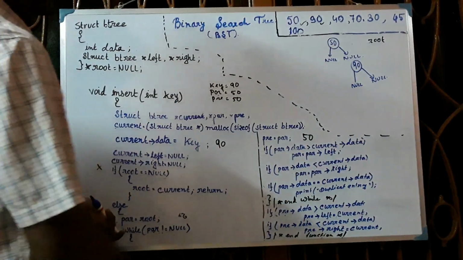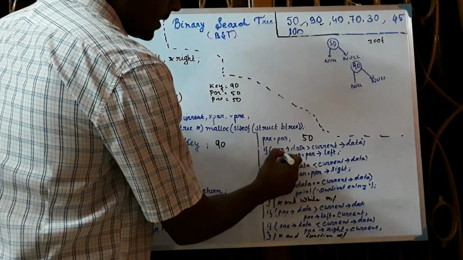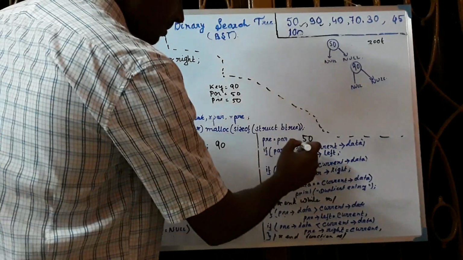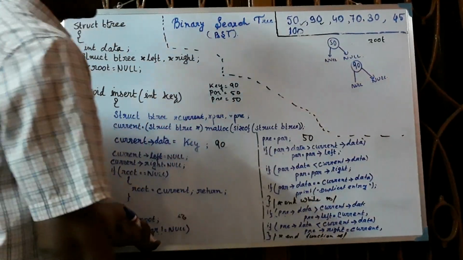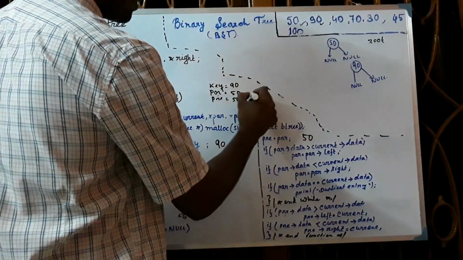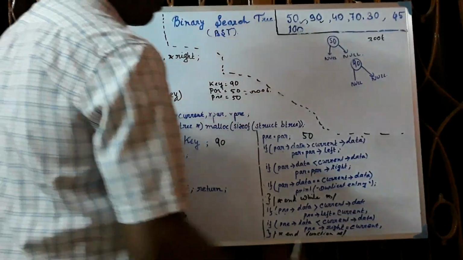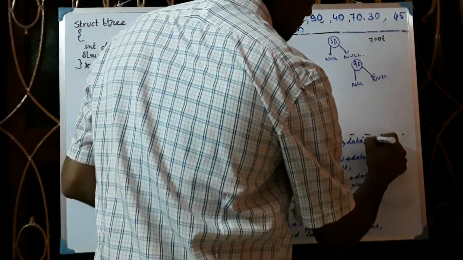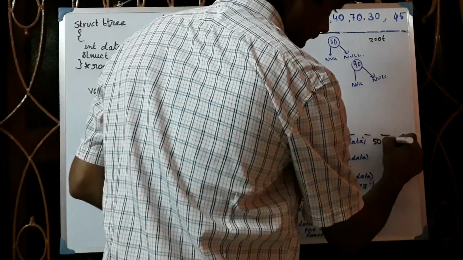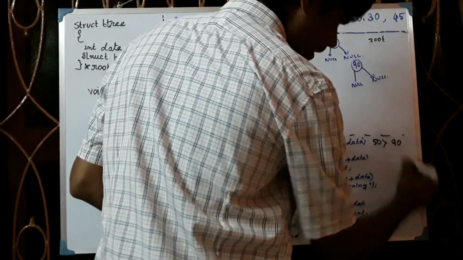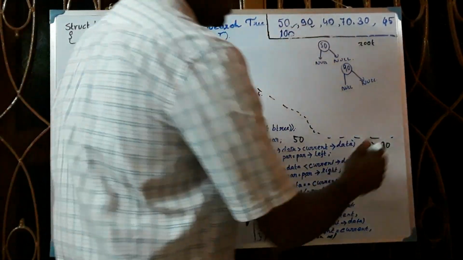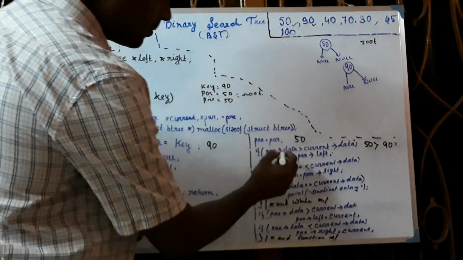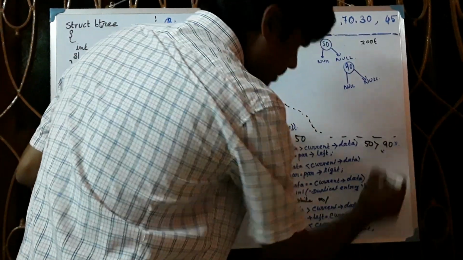Now you have to check whether par data is greater than current data, means 50 is greater than current data. So what is par data? Par I am saying as a root and par is the same. Okay. So par data is greater than current data. So par is 50, parent is 50 and current, the child, is 90. Is it true? No, the condition is false.